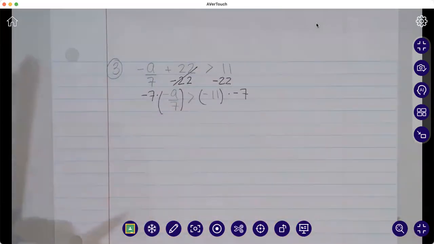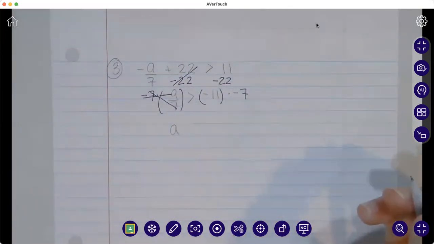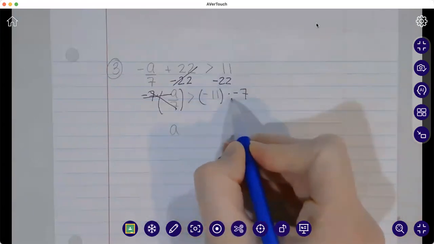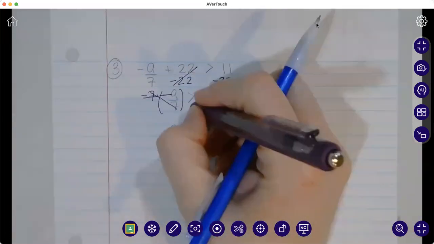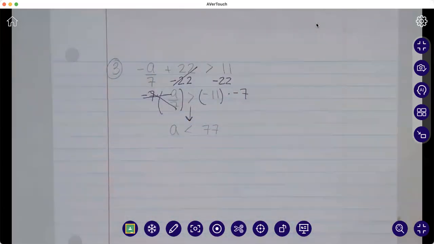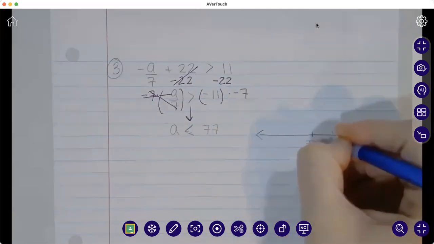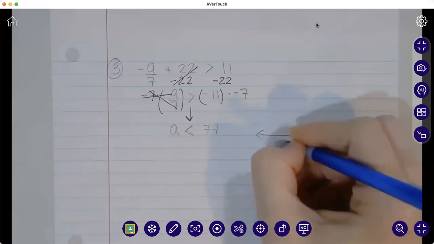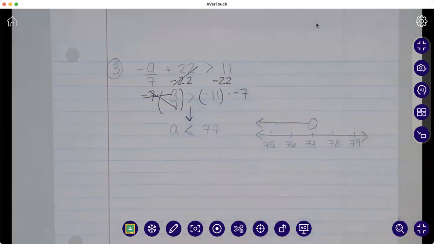Because we also need to get rid of that negative. So we might as well do it at the same time versus multiplying by 7 and then multiplying by negative 1. Just do it at one time. Okay. So the 7s cancel and the negatives cancel. So I'm left with a. And on the right side, we have a negative 11 times negative 7, which is positive 77. And we multiplied by a negative, so therefore that means my sign will change to be a is less than 77. Right. And then we finish that up with a number line. Right. And we should have an open circle, and it should be an arrow to the left to finish that one off.